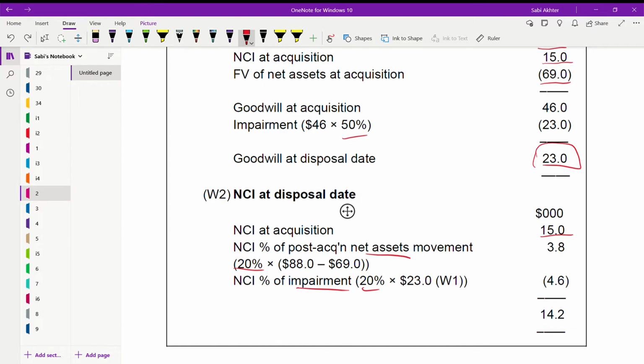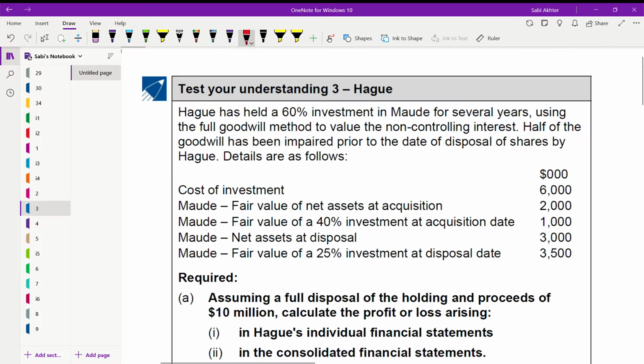And the impairment, this impairment, 23, is an expense. So that expense also you have to deduct from the profit of the NCI. This is the post acquisition profit only, and this impairment is the expense. So you have to deduct the NCI's percentage, 20% of 23. Hence 14.2. Now let us go to test understanding number 3.